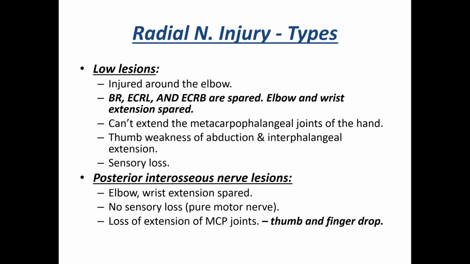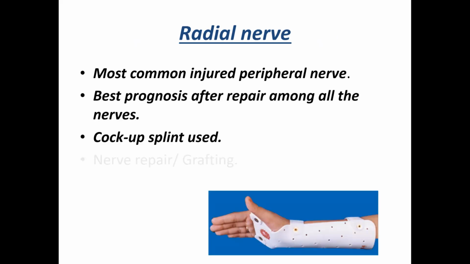And in this pattern, the elbow and wrist extension are again spared, but there is no sensory loss because PIN is a pure motor nerve. And paralysis is similar to that of a low radial nerve injury, namely, there is a thumb drop and there is a finger drop. So there is no wrist drop, the elbow extension is spared, but the thumb extensors and the finger extensors are paralyzed. Okay, so you can clinically classify radial nerve injuries in these patterns.